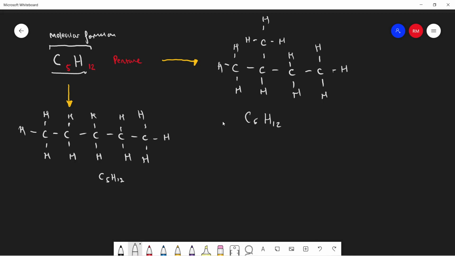And that is because this here, which we should be able to identify as 2-methylbutane, this 2-methylbutane is actually a structural isomer of pentane here. Now, there's actually one more structural isomer of pentane, of C5H12, and that is a compound known as isopentane. However, it also has a different name according to IUPAC rules, and that is this molecule here.